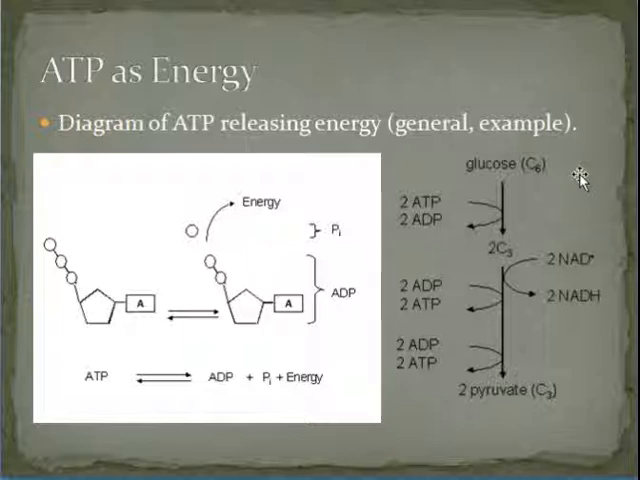A particular example of when this occurs is in glycolysis, which is what this process is called. It's where you take glucose and you make pyruvate. But see right here, you put 2 ATP in, and you get 2 ADP out. So you used 2 ATP.